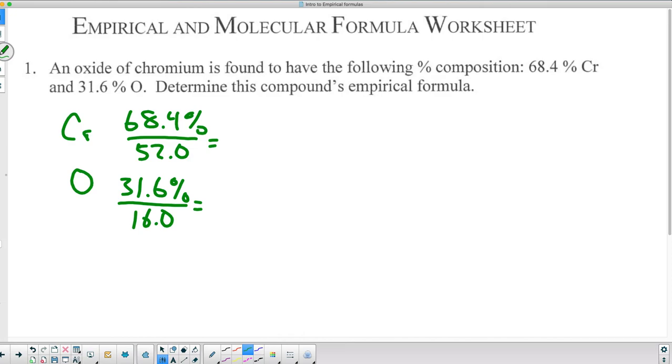1.315. Now I try and take this out to a couple of places so that we don't lose much accuracy. I'm not really counting significant figures. I'm just making sure I have enough so that my numbers at the end will be reasonable. So 3, 4 significant figures works really well for this. And then I take my 31.6 divided by 16.0, and I get 1.975. So 1.975. Now, that's the first step.